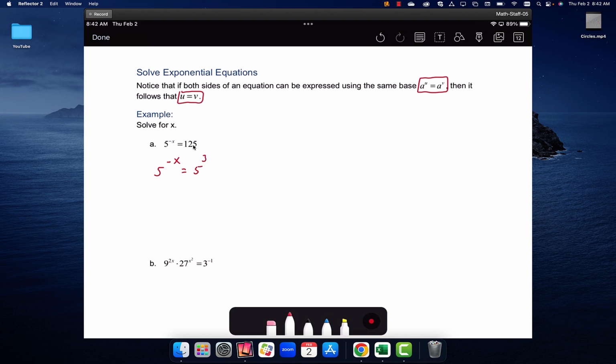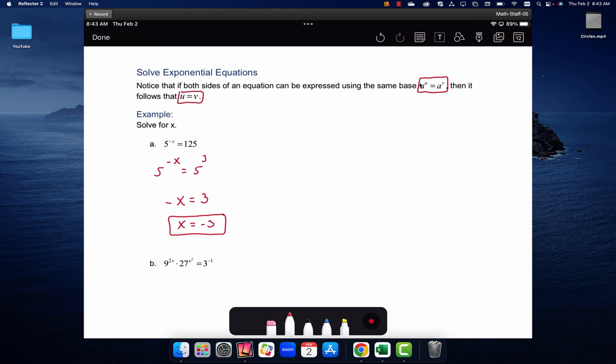5 cubed is 125. And if we can do that, notice we have 5 to a power equals 5 to a power. There's nothing else around those 5s. It's just 5 raised to a power equals 5 to another power. If that's the case, we can simply drop the base and set the powers equal. Negative x equals 3. And then, finally we divide, and x is equal to negative 3.